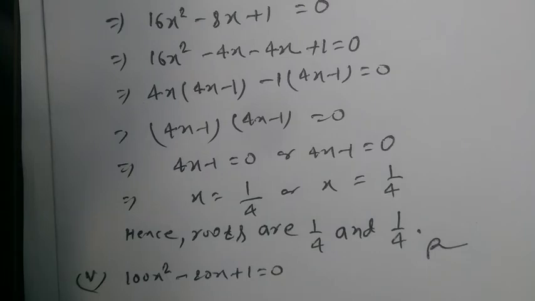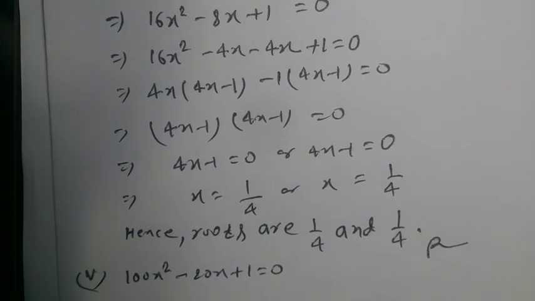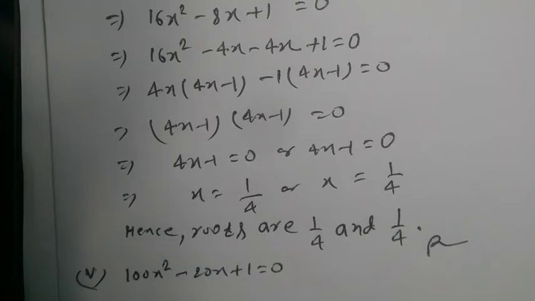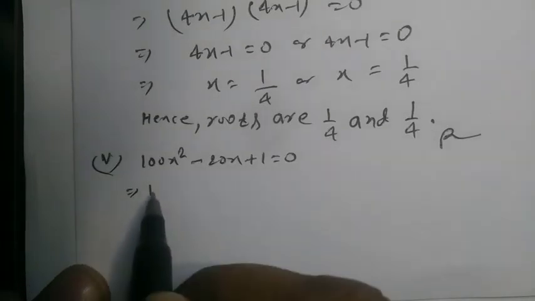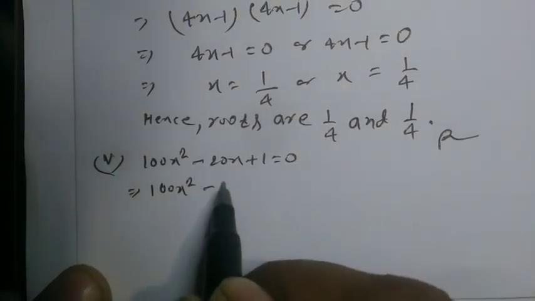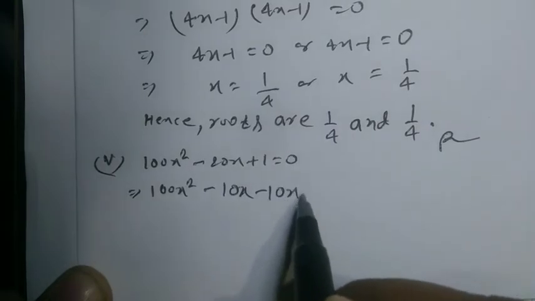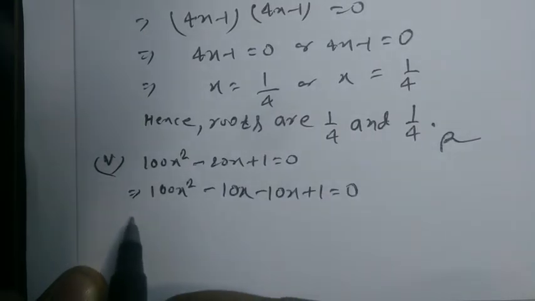Now 100 into 1 is equal to 100. So 100 is divided into two parts, whose product is 100 and whose sum is 20. So this is a simple 10 into 10 is equal to 20. So we write here 100x square minus 20x plus 1 is equal to 0.